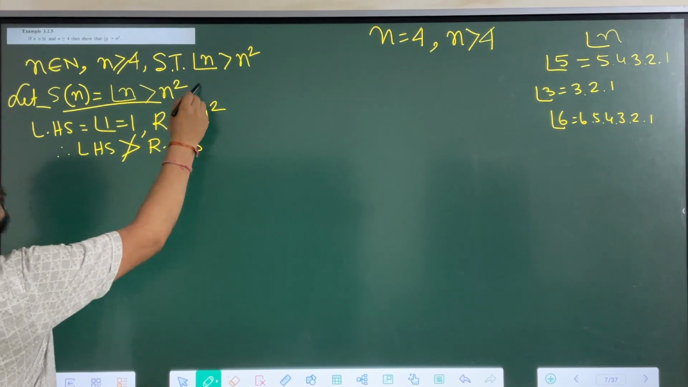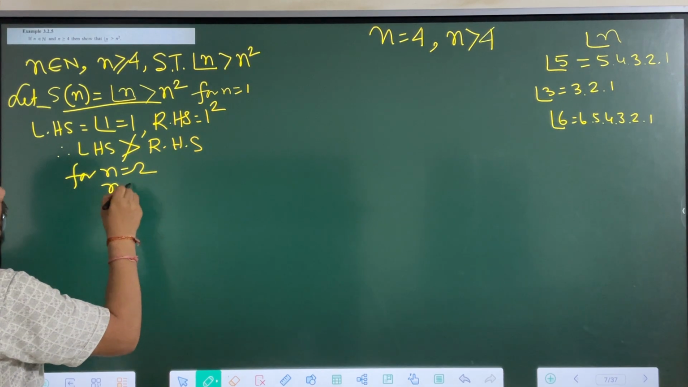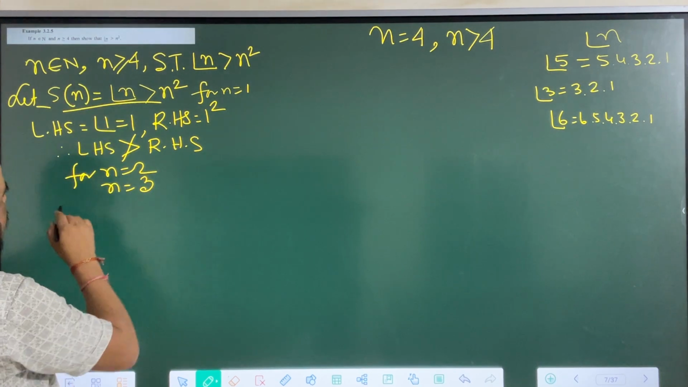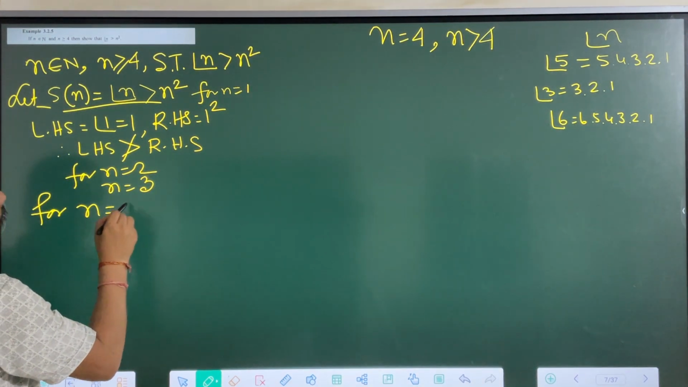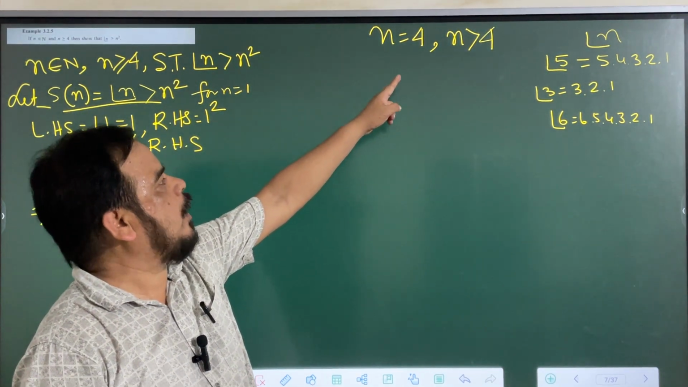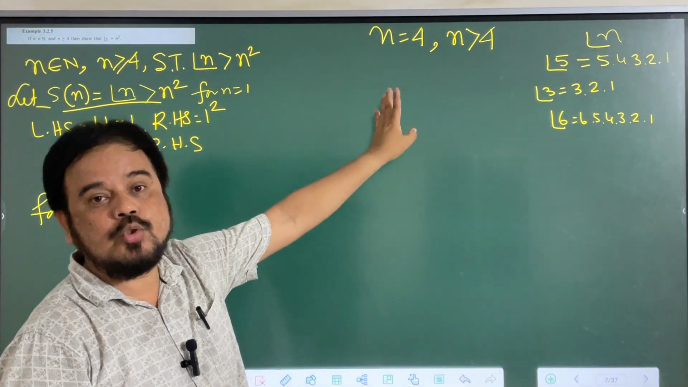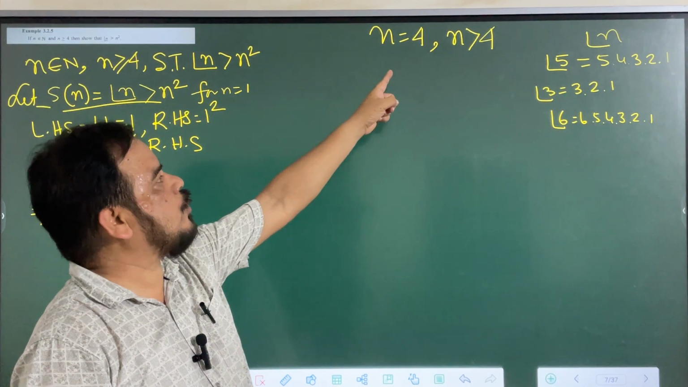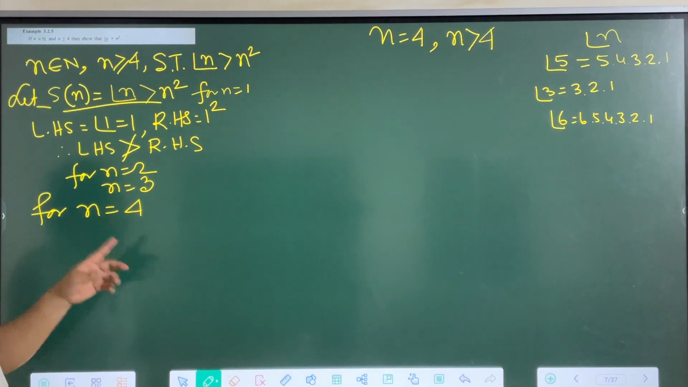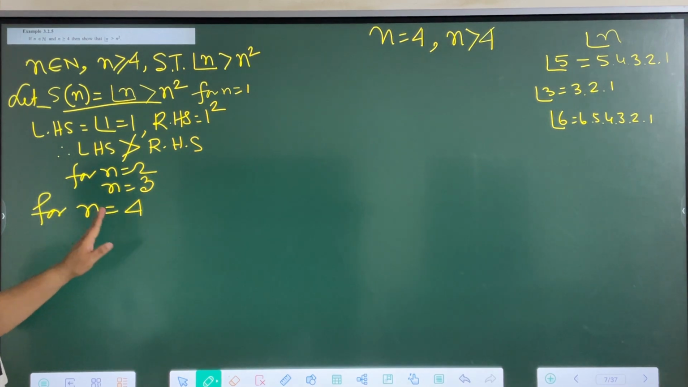So for n equals to 1, for n equals to 2, for n equals to 3, we will not get it, because n is equal to 4 and n is greater than 4. So for n equals to 4 we will do. I hope you understand. Because the condition is given n equals to 4 and n equals to 5, so n greater than or equal to 4. But we cannot use 3. We cannot use 2, 1 like that. According to this condition, we will use n equals to 4. Now we will do LHS and RHS. Let us see whether LHS is greater than RHS or not.